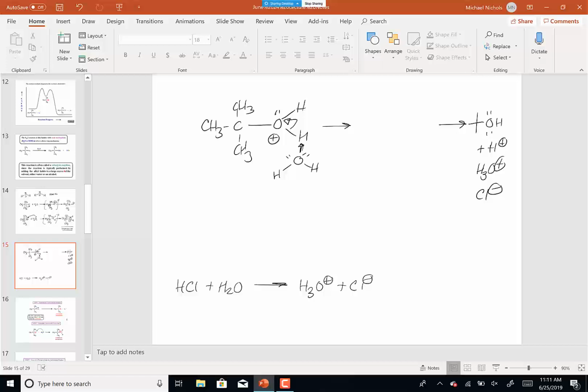Is this an equilibrium reaction? Or does the HCl completely dissociate in water? The HCl completely dissociates in water. Why? Because it's a strong acid. And the way we define strong acids is, strong acids completely dissociate in water. Weak acids do what? Partially dissociate in water, which means we end up with equilibrium arrows. And in general chemistry, that means we end up with ICE charts.